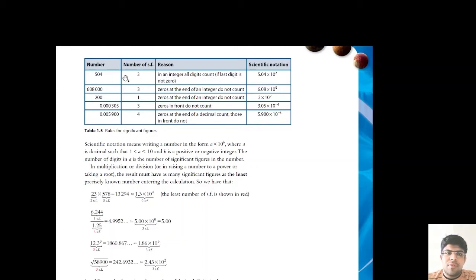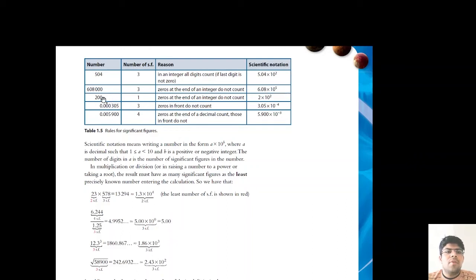This is the reason for this. So scientific notation is 5.04 times 10 to the power 2. We can denote it scientifically by this notation, and the next number is 608000, which has three significant figures, as the zeros at the end do not count. So zeros at the end of an integer do not count. So 6.08 times 10 raised to 5 is the scientific notation we have here.